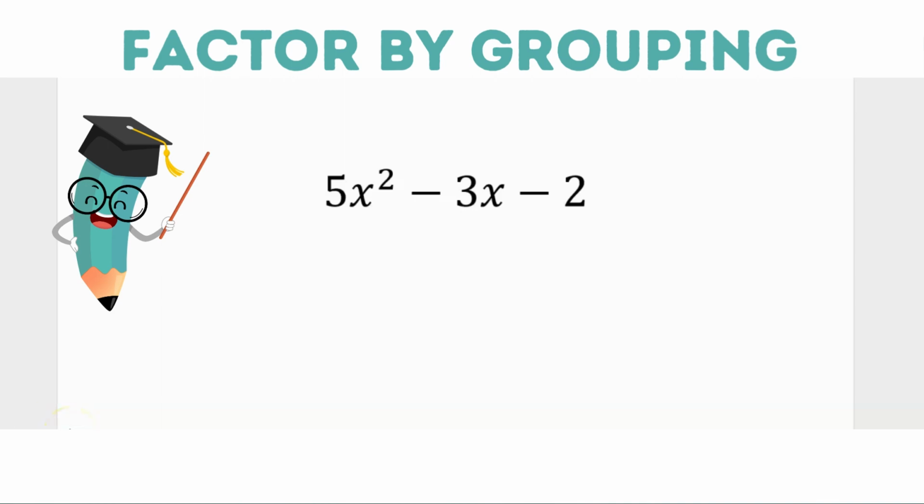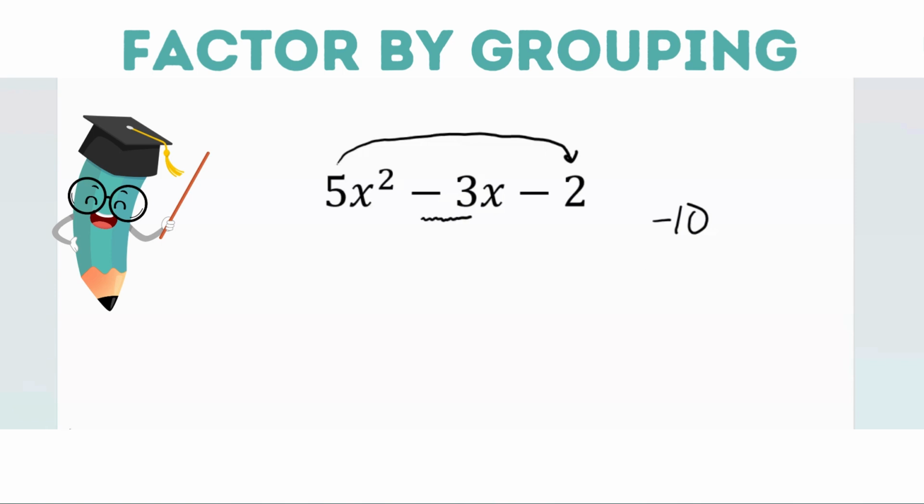All right, so the first one we're going to do by factor by grouping. To do factor by grouping, what I want to do is multiply the number out in front of the x squared times the constant, and I would get negative 10. All right, so what we need is factors of negative 10. Then when I add them together, I get negative 3.